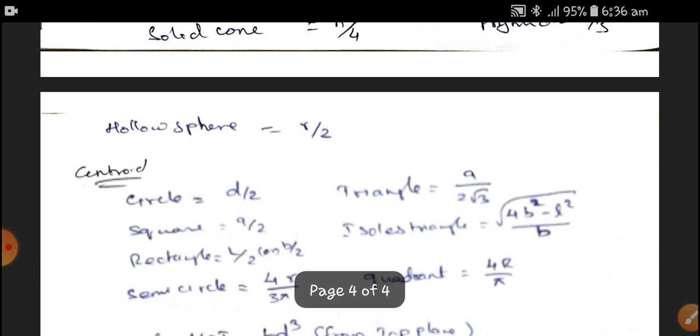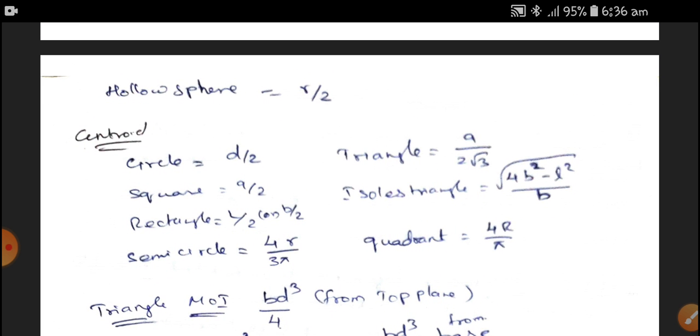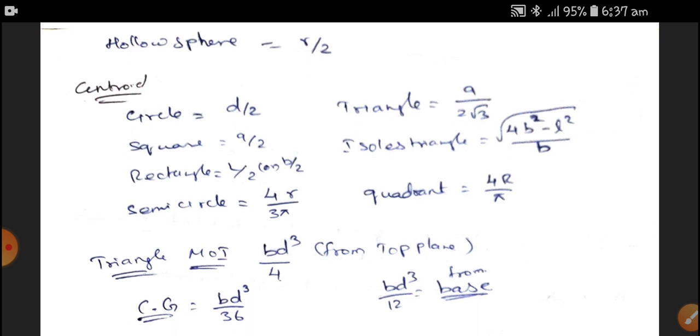The centroids of the different sections are as follows. For the circle it is d by 2, for the square it is a by 2, and for the rectangle it is either l by 2 or b by 2 according to the orientation. For the semicircle, 4r by 3 pi. For the triangle, a by 2 root 3. For the isosceles triangle, 4b square minus l square divided by b. And for the quadrant, 4r by pi.